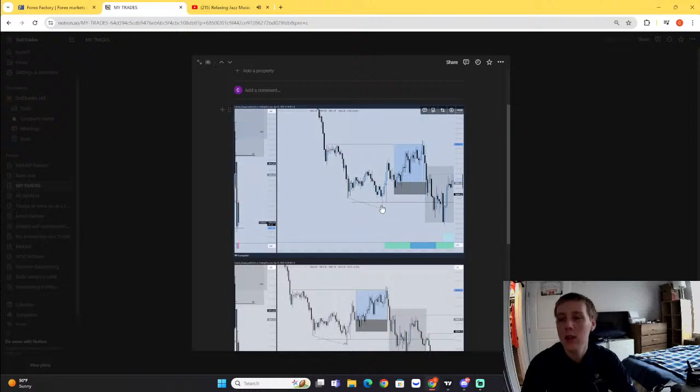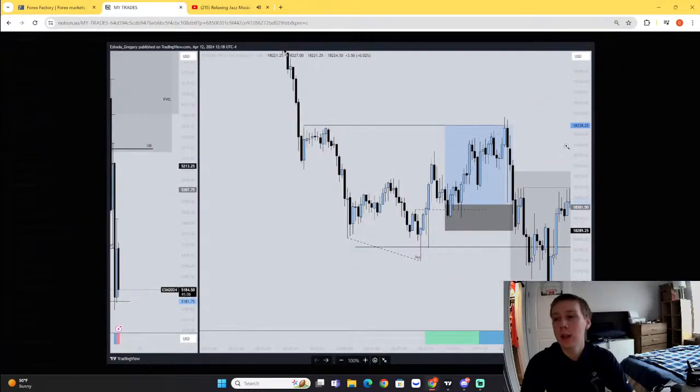Yeah, this is looking like this. So we'll have something like this, and then we'll soup it to go lower because we're in the higher time frames market maker sell model.